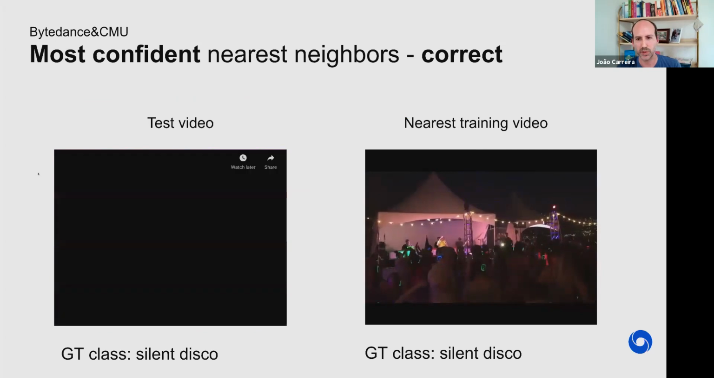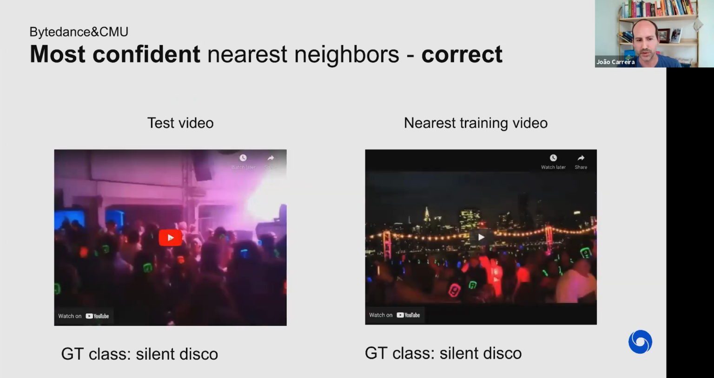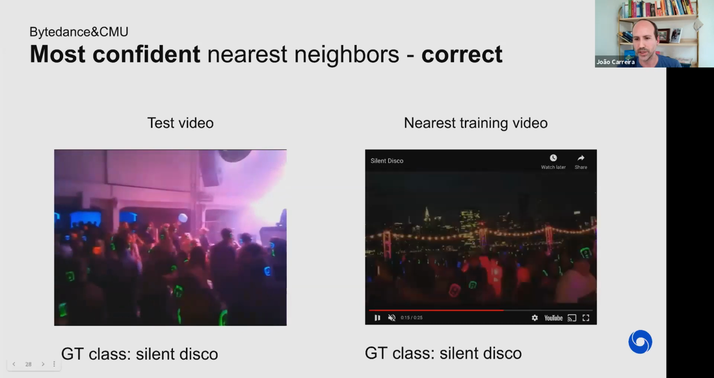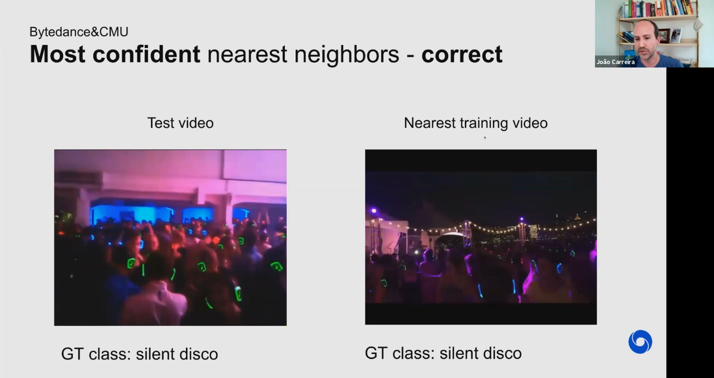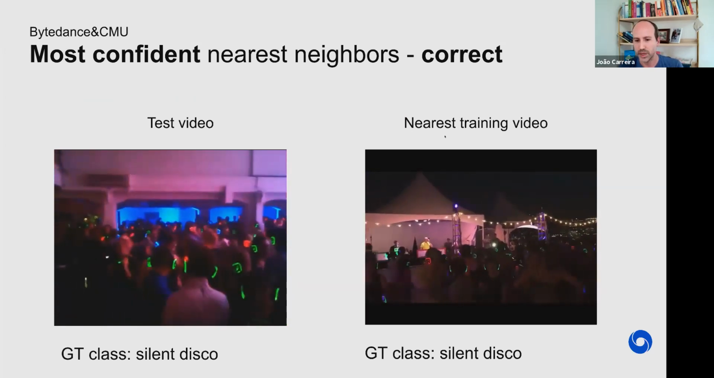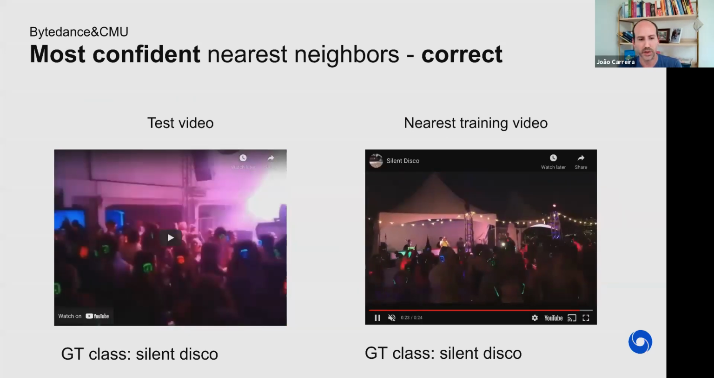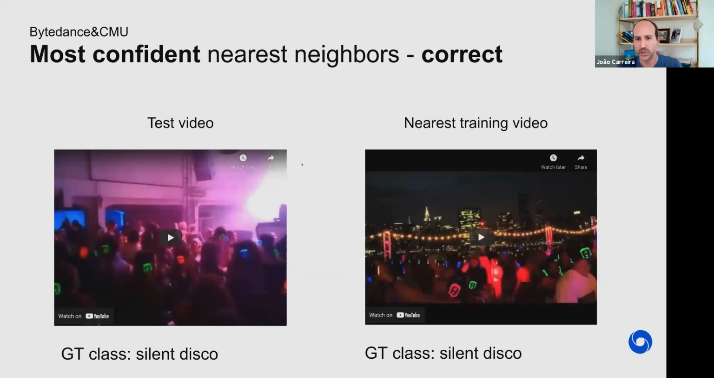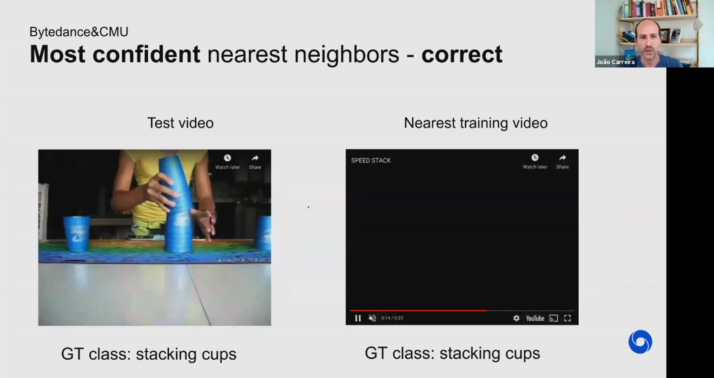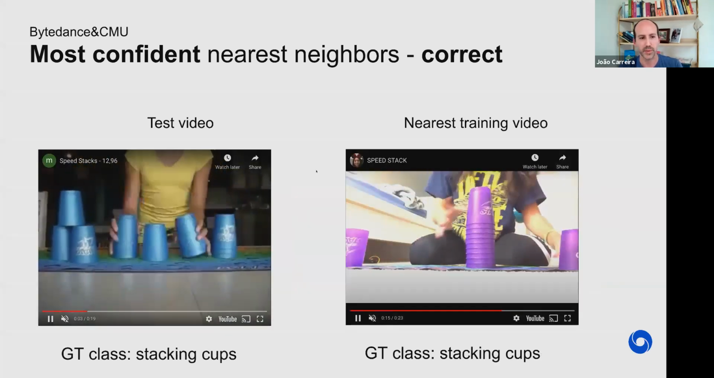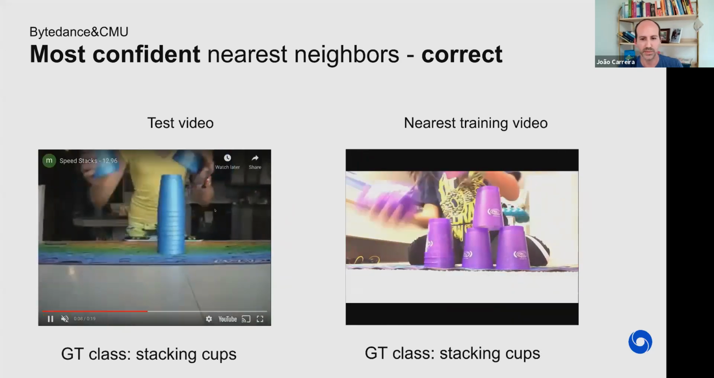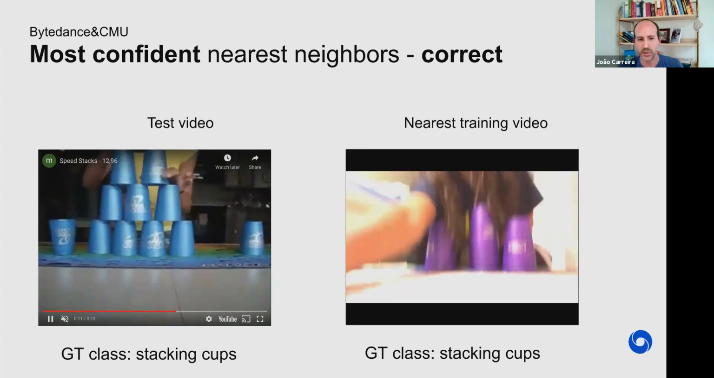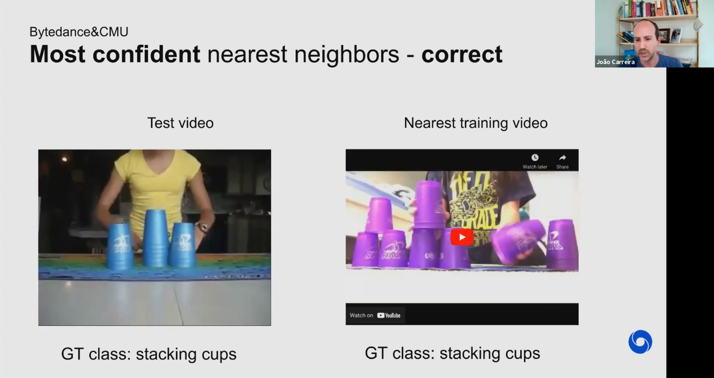So here I'm showing a couple of videos. On the left is a test video from the test set, and on the right is the nearest training video in terms of the feature vectors that they provided to us. So yeah, no surprise here. Both videos are very similar, and the model does produce a correct classification of silent disco. This is one class of Kinetics. So here's another very confident nearest neighbor from the winning model. Here again, very simple video, just stacking cups, the model gets it correctly, and the nearest neighbor makes sense.